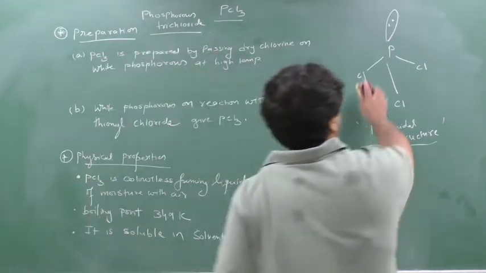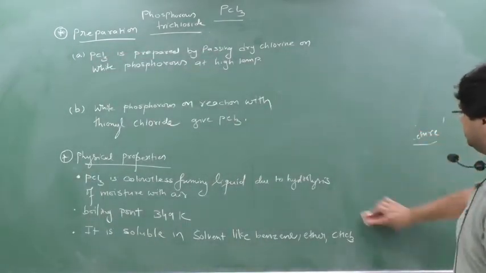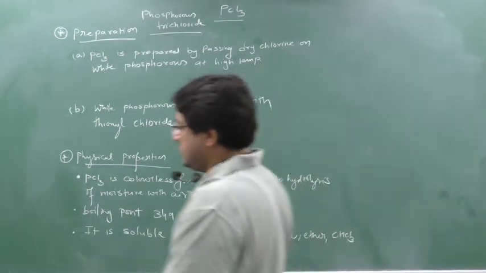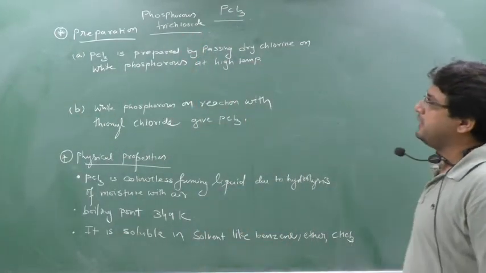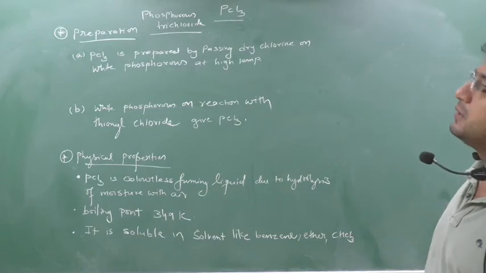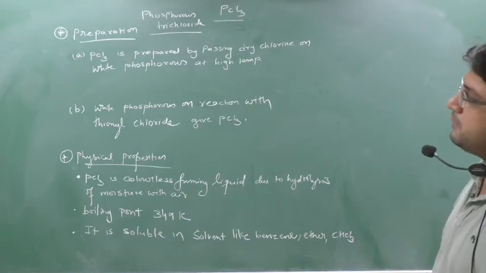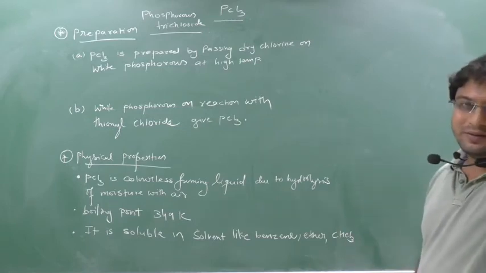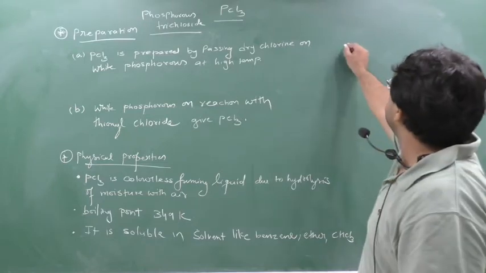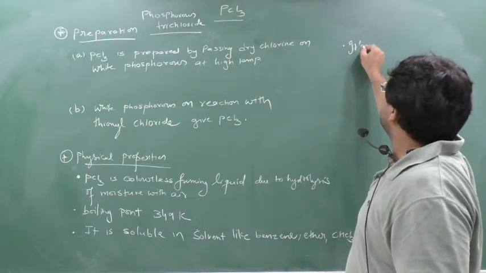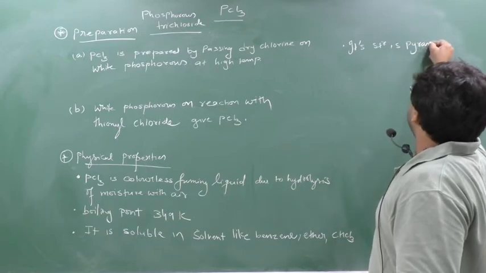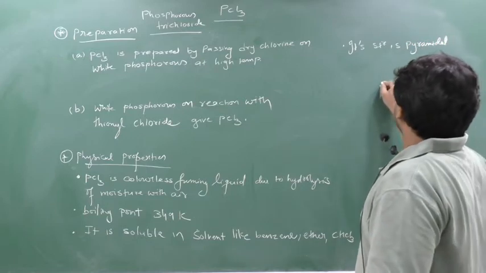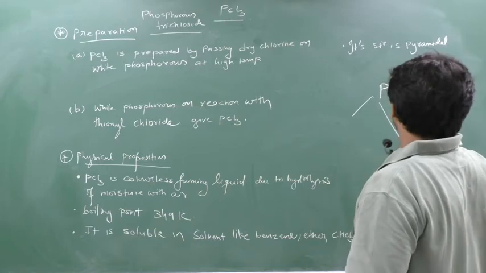Clear? Now see. PCl3 is also known as phosphorus trichloride, as the formula indicates. Before going to the preparation, we will understand its structure. The PCl3 structure is pyramidal. Please remember this. So this is the structure of PCl3.